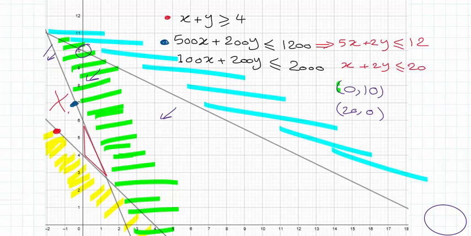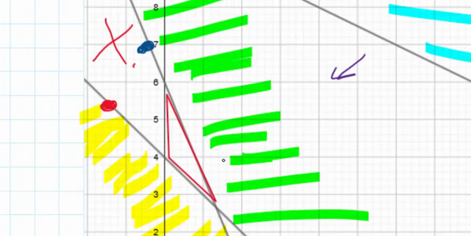So we can pick some points in this triangular region that stand for the number of fruit cakes and sponge cakes. A coordinate here, we can say he can make 0 fruit cakes and 4 sponge cakes. He can make 0 fruit cakes and 5 sponge cakes. He can make 0 fruit cakes and 6 sponge cakes. He can make 1 fruit cake and 3 sponge cakes, and so on. These are all the possible answers.